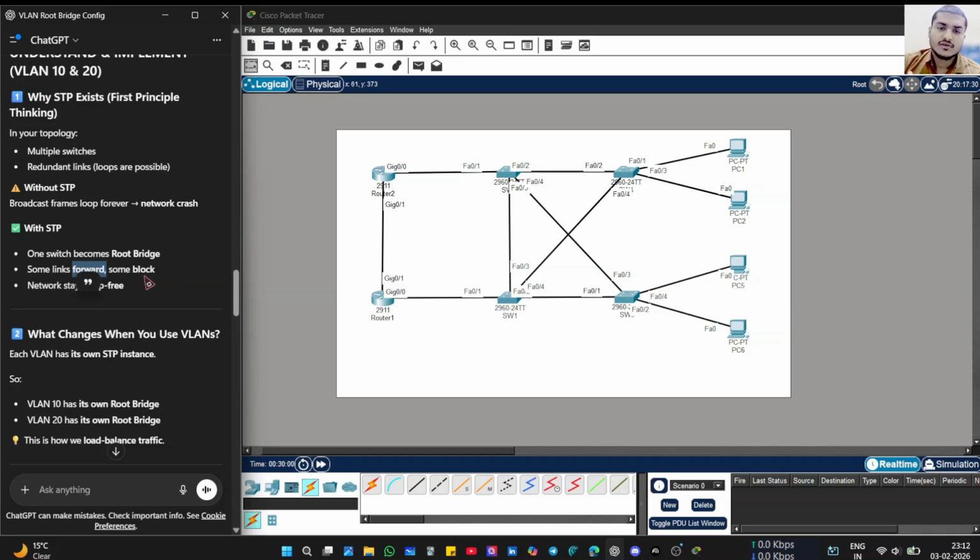Okay, now what about the blocking state? In the blocking state, BPDU messages are only received. If there is a blocking state on interface F03, assume there is a blocking state. The BPDU message is only received and will not be sent anywhere. And what about regular traffic? That will also end up over here.